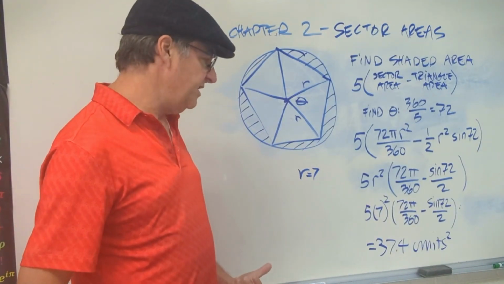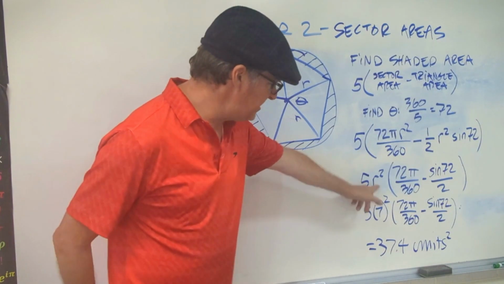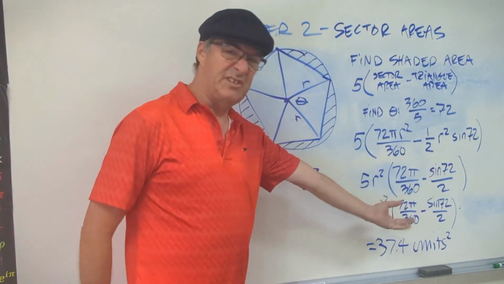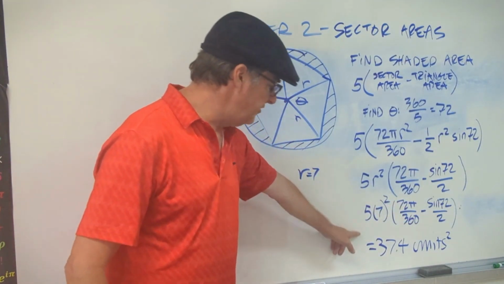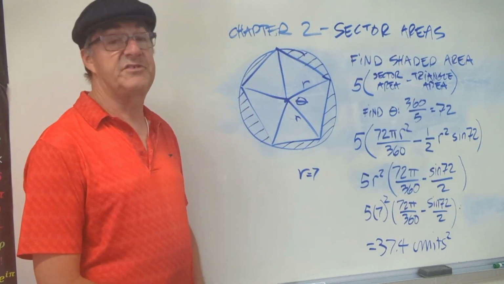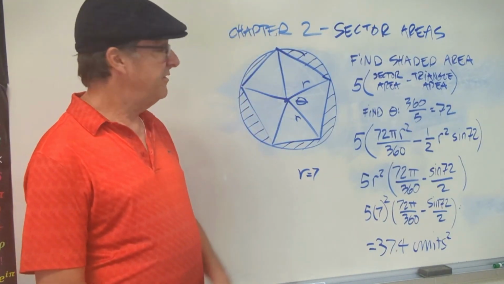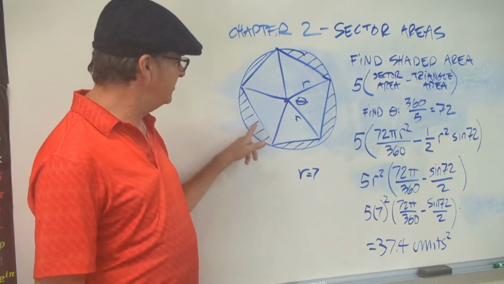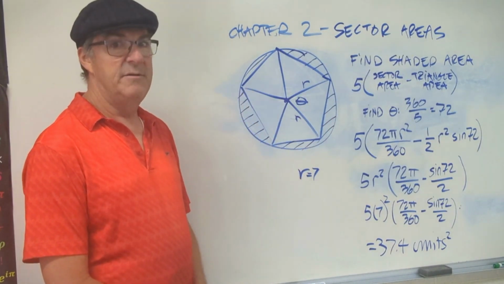All right, I did a plug-in step. It's not much. I just put a 7 in for my r. These things stayed the same. So when I crunch all those numbers, I get 37.4 units squared for the area of the shaded region going all the way around my pentagon.